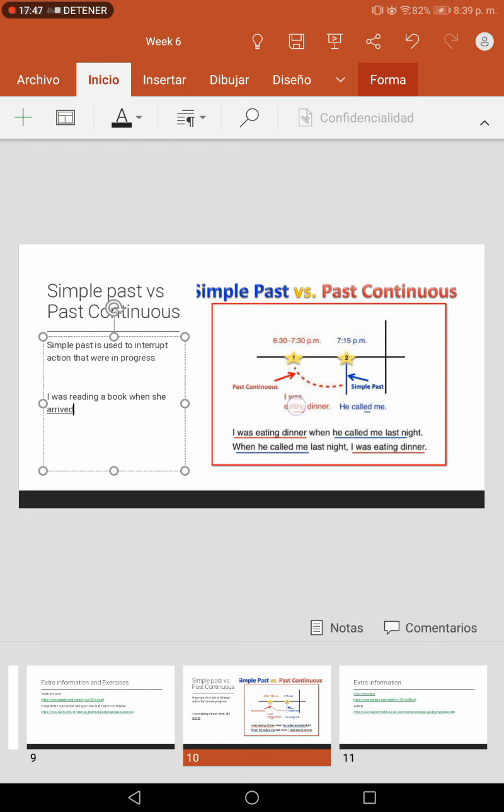So here we have the same information but shown with a graphic. It says this in red is past continuous. Es una acción que estaba en progreso. And then this in blue is simple past. This is the action that interrupts or stops these actions over here. For example, I was eating dinner. Yo estaba cenando. He called me. Él me llamó. ¿Qué acción detuvo o interrumpió esta otra? En pasado progresivo. La que está en pasado simple interrumpió la del pasado progresivo.